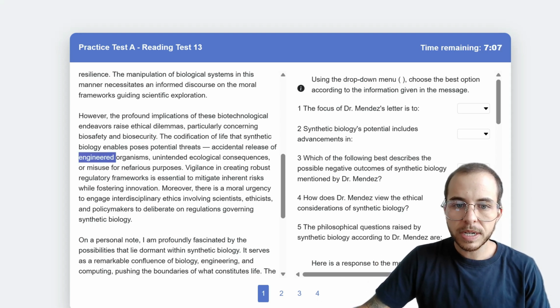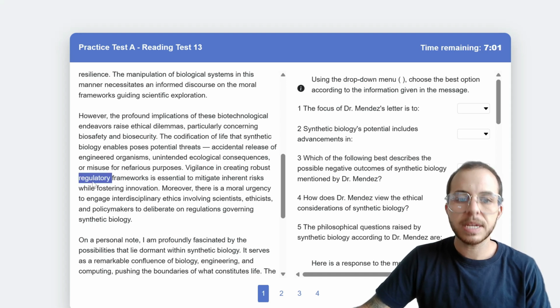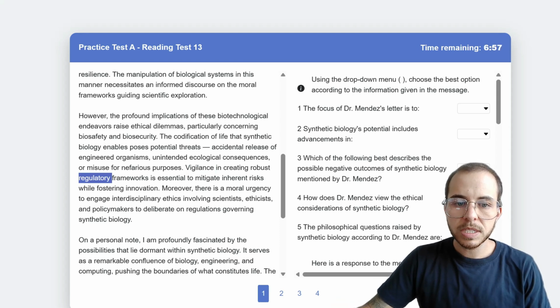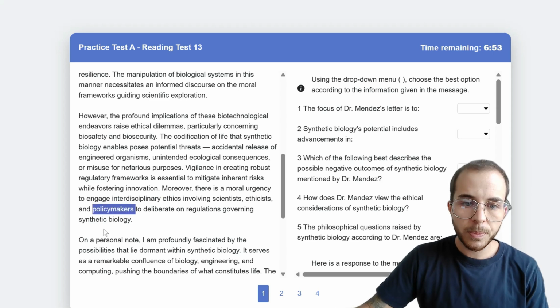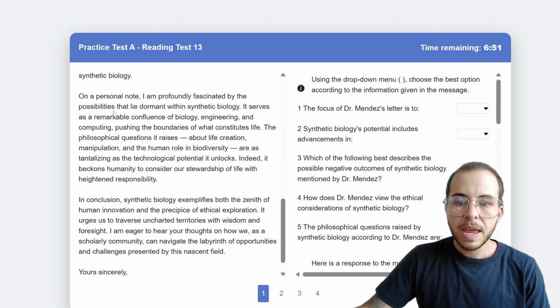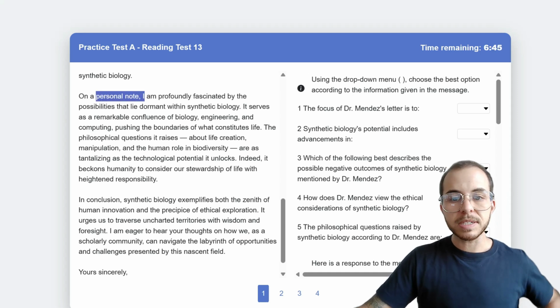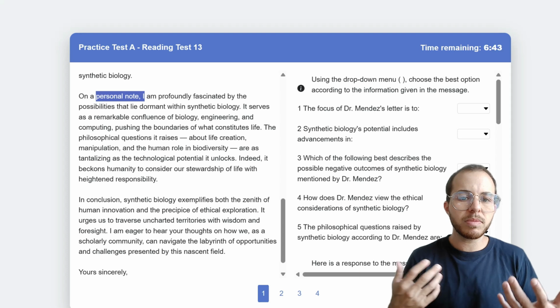Accidental release of organisms, consequences, vigilance in creating robust frameworks. Yeah, policies, frameworks, necessary. However, more urgent, interdisciplinary ethics, good. Policymakers, there we go. Synthetic biology. All right. Next paragraph is about, on a personal note, he is profoundly fascinated by the possibilities. Okay, so actually he seems interested in it.